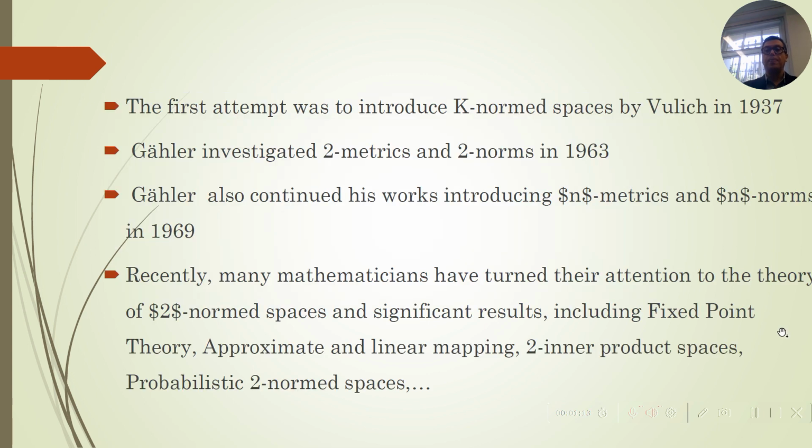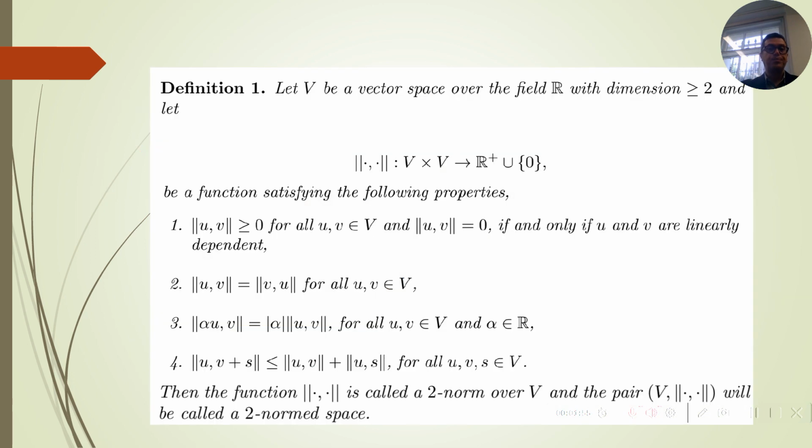The first attempt at introducing the K-norm was made by Woodlich in 1933. Then he investigated two metrics and two norms in 1963. Gahler, with his colleagues, continued this work, and they introduced N metrics and N norms in 1969. Then many mathematicians paid attention to the theory of two norm spaces and obtained significant results, including fixed point theory, approximation theory, and so on.